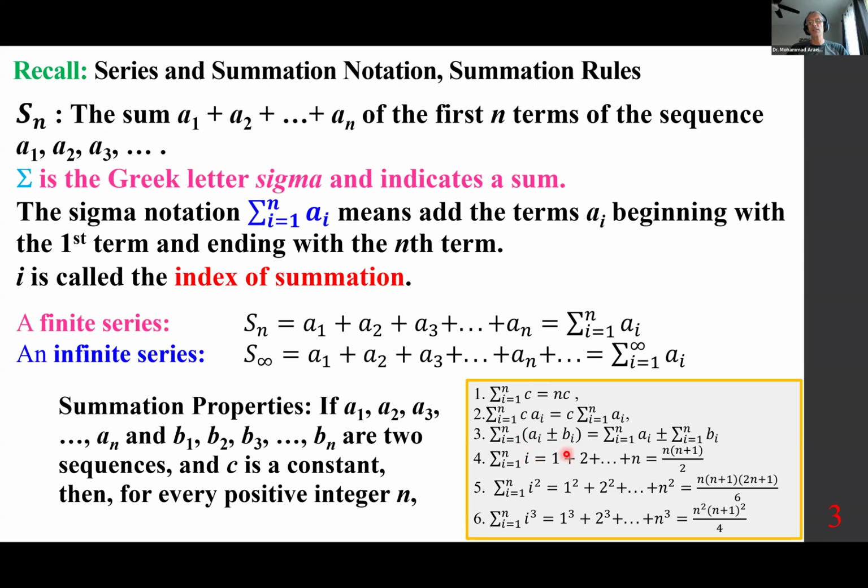Summation of i is n times n plus 1 over 2. Summation of i squared is n times n plus 1 times 2n plus 1 over 6. And summation of i cubed is n squared times n plus 1 quantity squared over 4.